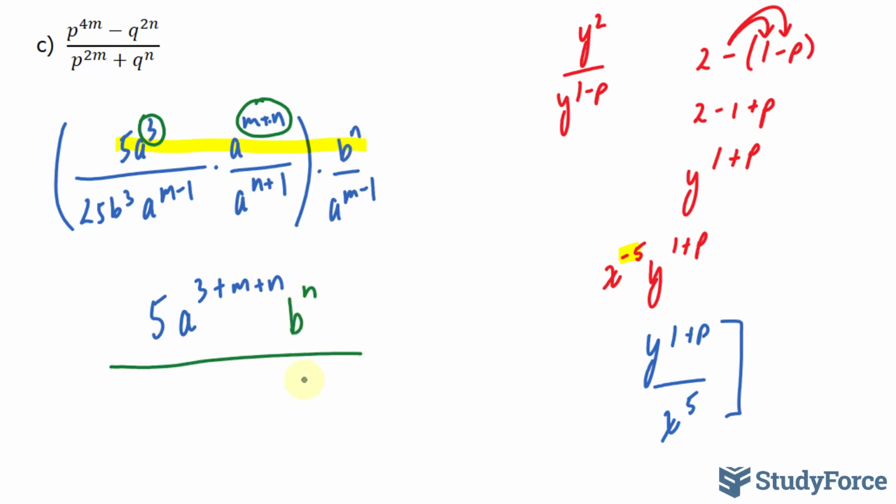All over, and now I'll multiply all of the denominators. This is a little more complicated because we have all these a's with different exponents.